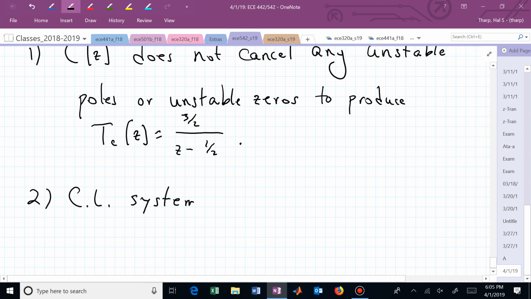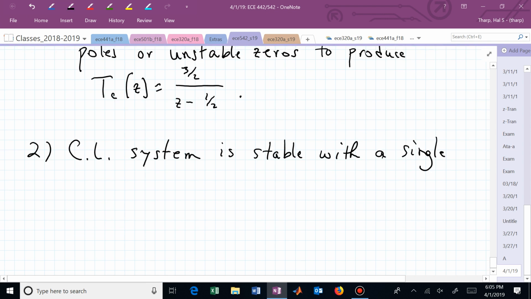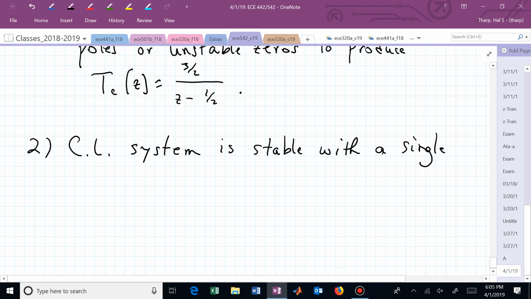We were also able to make the closed loop system stable, and we just have a single pole in our closed loop system. Closed loop system is stable with a single pole at z equal to 1/2.